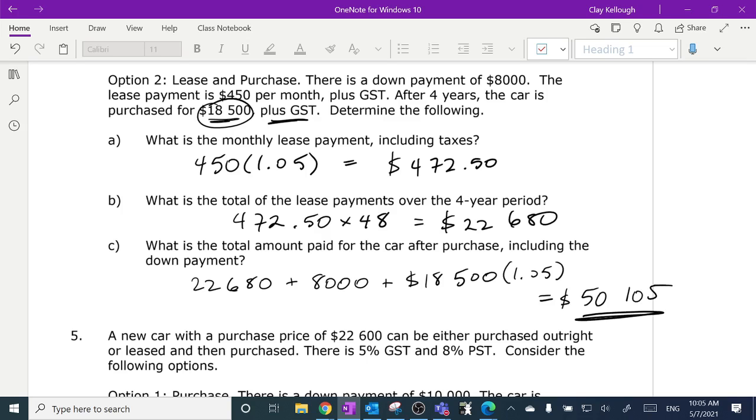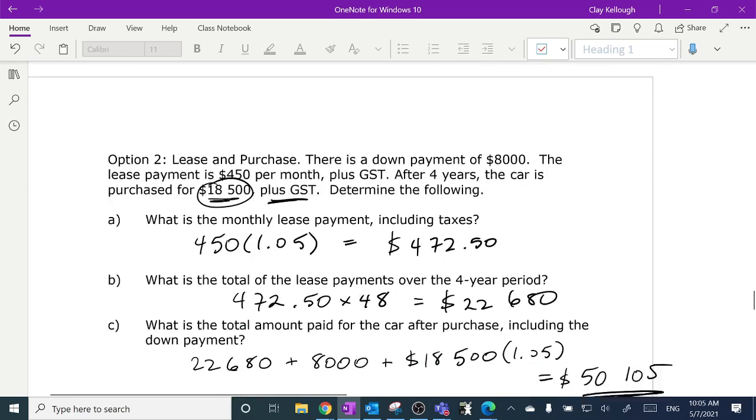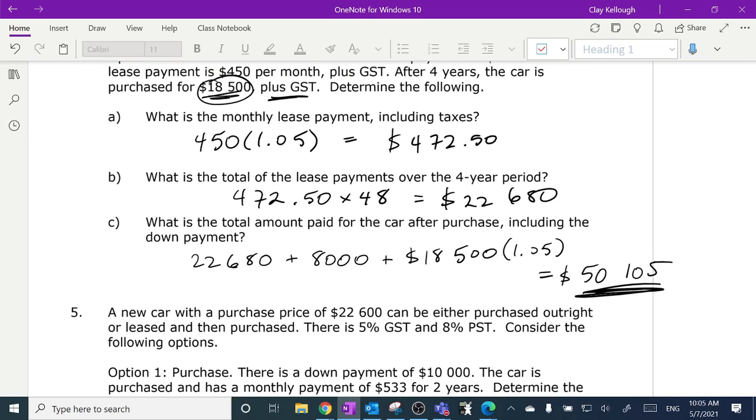$50,105. It's still close though. Not much more than this. But like I was about to say before I noticed my mistake, keep in mind this depends entirely on this much being available to that person 4 years from signing the lease, right? They have to have saved $18,500 over 4 years. If not, then there would be financing charges on that number, and then this would be even more expensive.